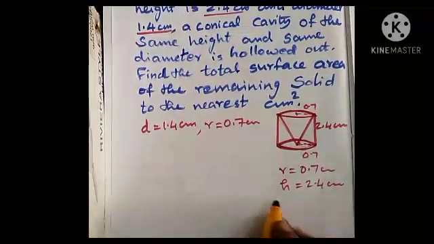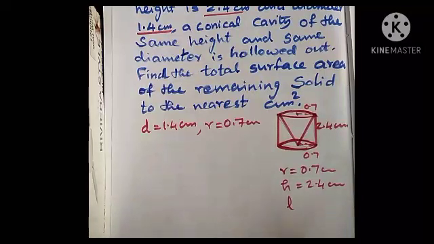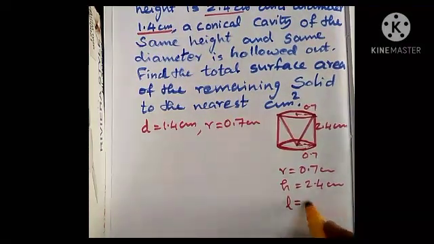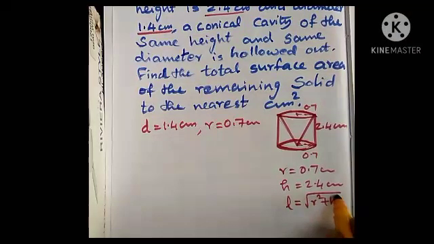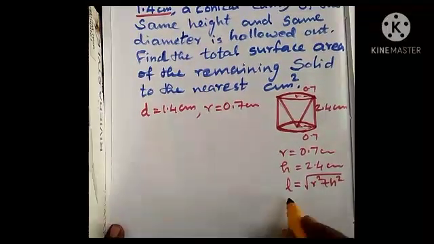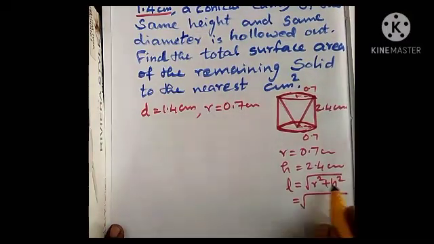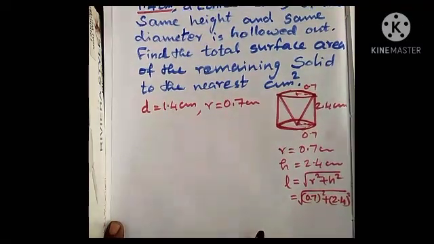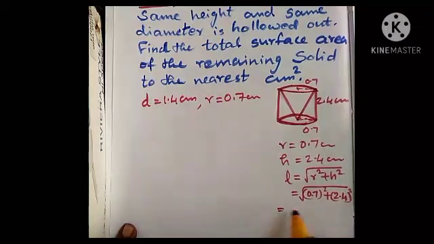Now, how can we find the slant height L? Because we need the CSA of the cone. What is the CSA of the cone? The formula is pi RL. Okay. Therefore, L we need to find. L equal to what? Root of R square plus H square. Isn't it? Now, that is equal to root of, what is radius R? 0.7. So, 0.7 square plus H means 2.4 square. Okay. Any confusion? Now, that is equal to root of 0.7 square means 0.49.